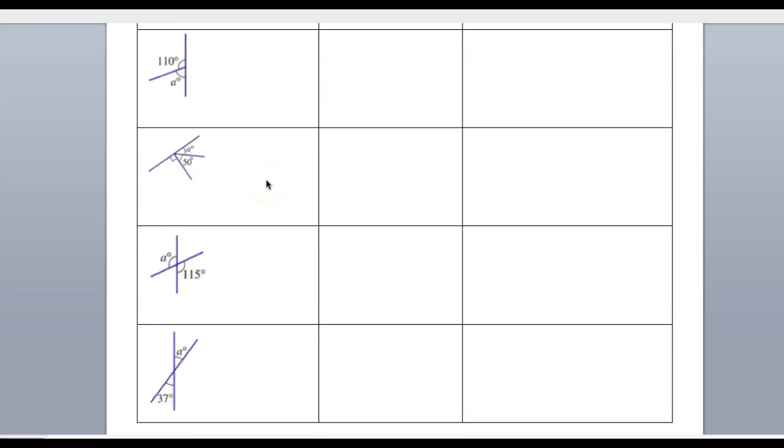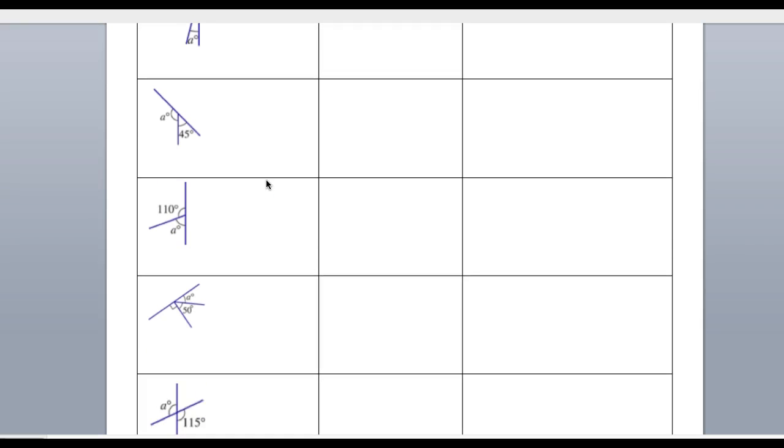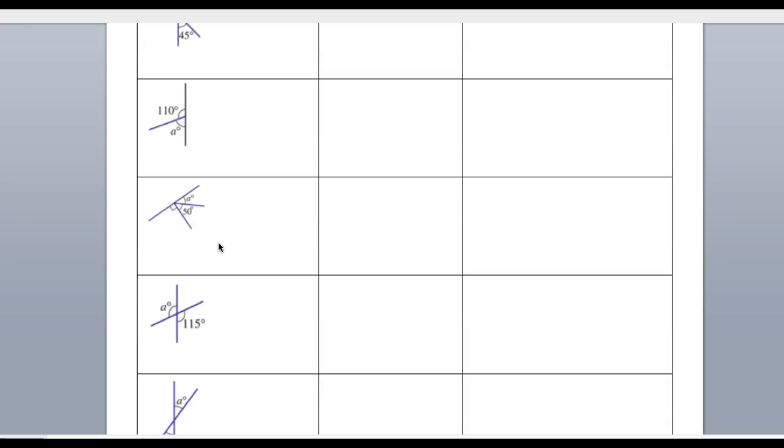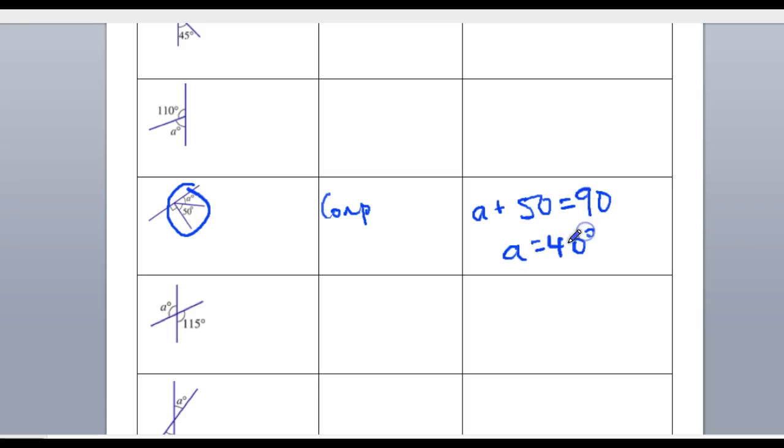Okay, let's move on. Okay, so here we've got another supplementary. Okay, so for this one here, even though it looks like a supplementary, we're only dealing with this part here. So we're looking at complementary angles for this one. And that means A plus 50 equals 90. So that means A is equal to 40 degrees.